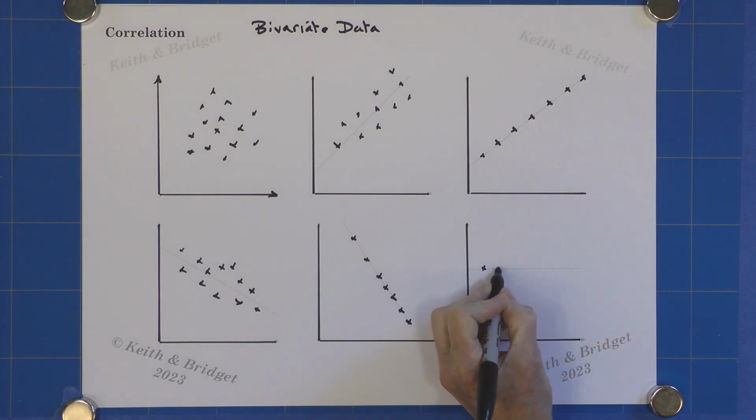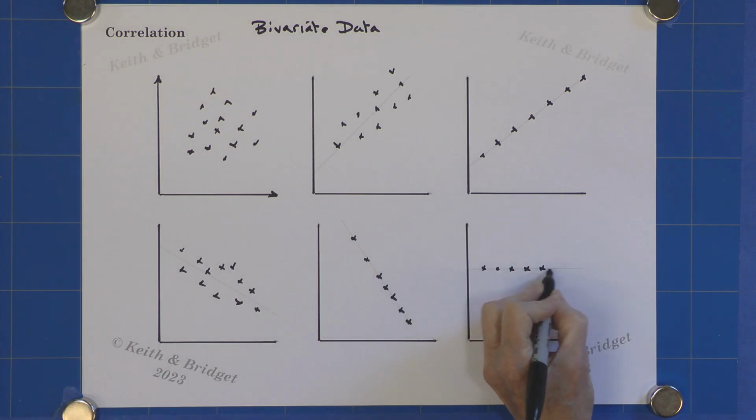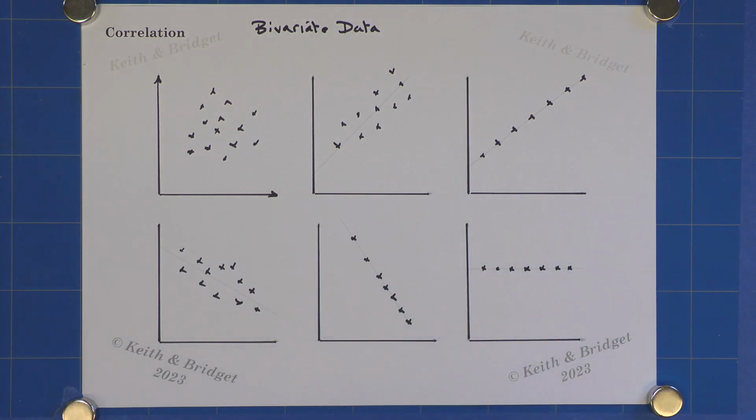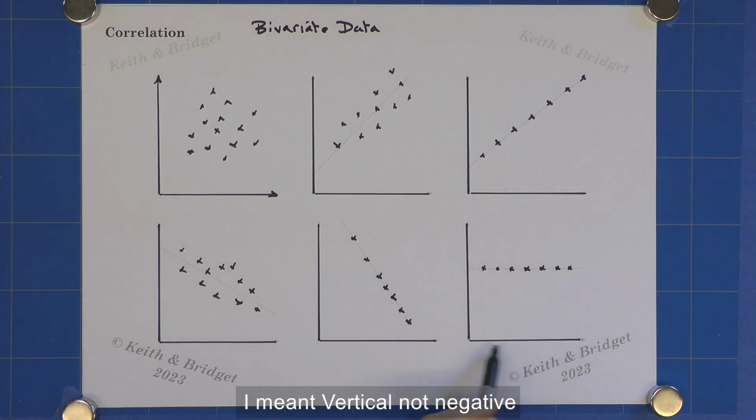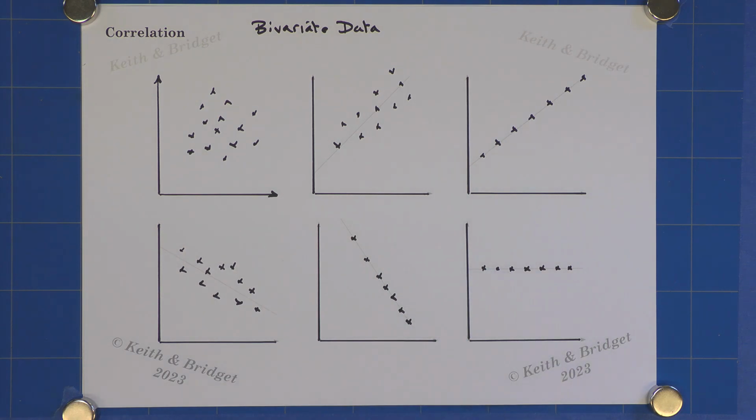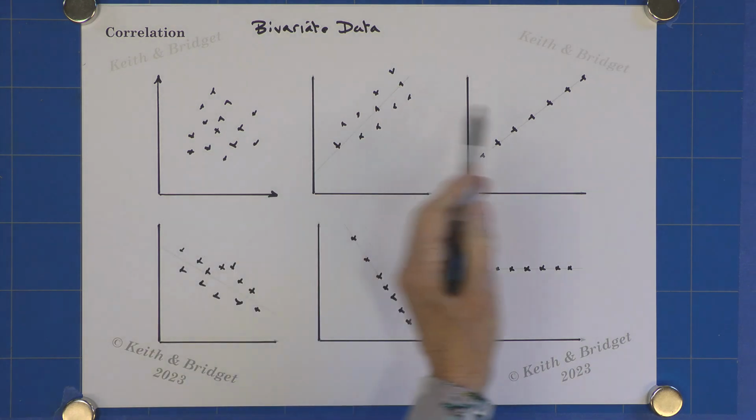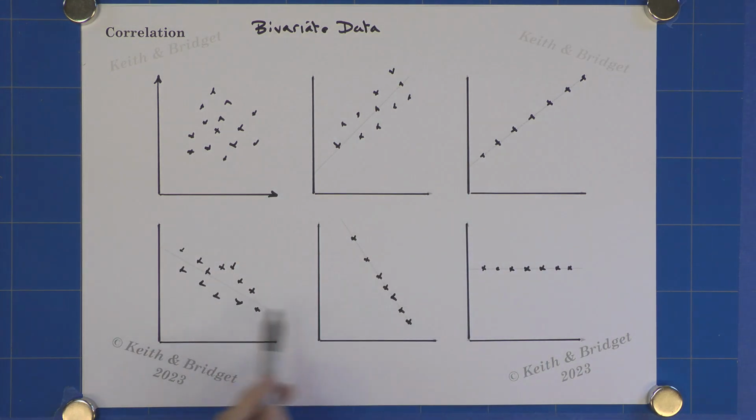If they all fit on a horizontal line, there is absolutely no correlation, because whatever your x value is, you're going to get the same y value. So your y value is not going to depend on your x value, so there is no dependence, or no correlation.